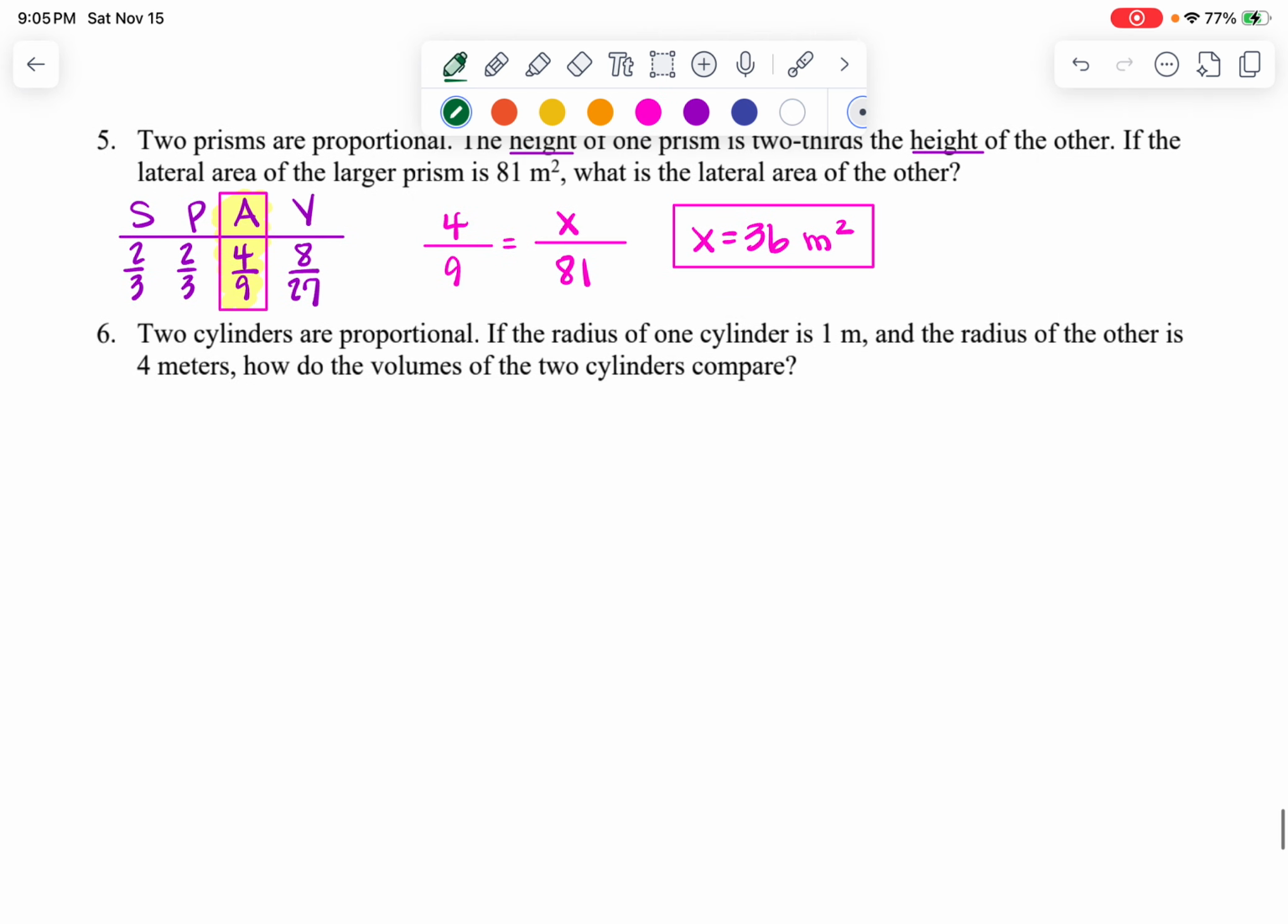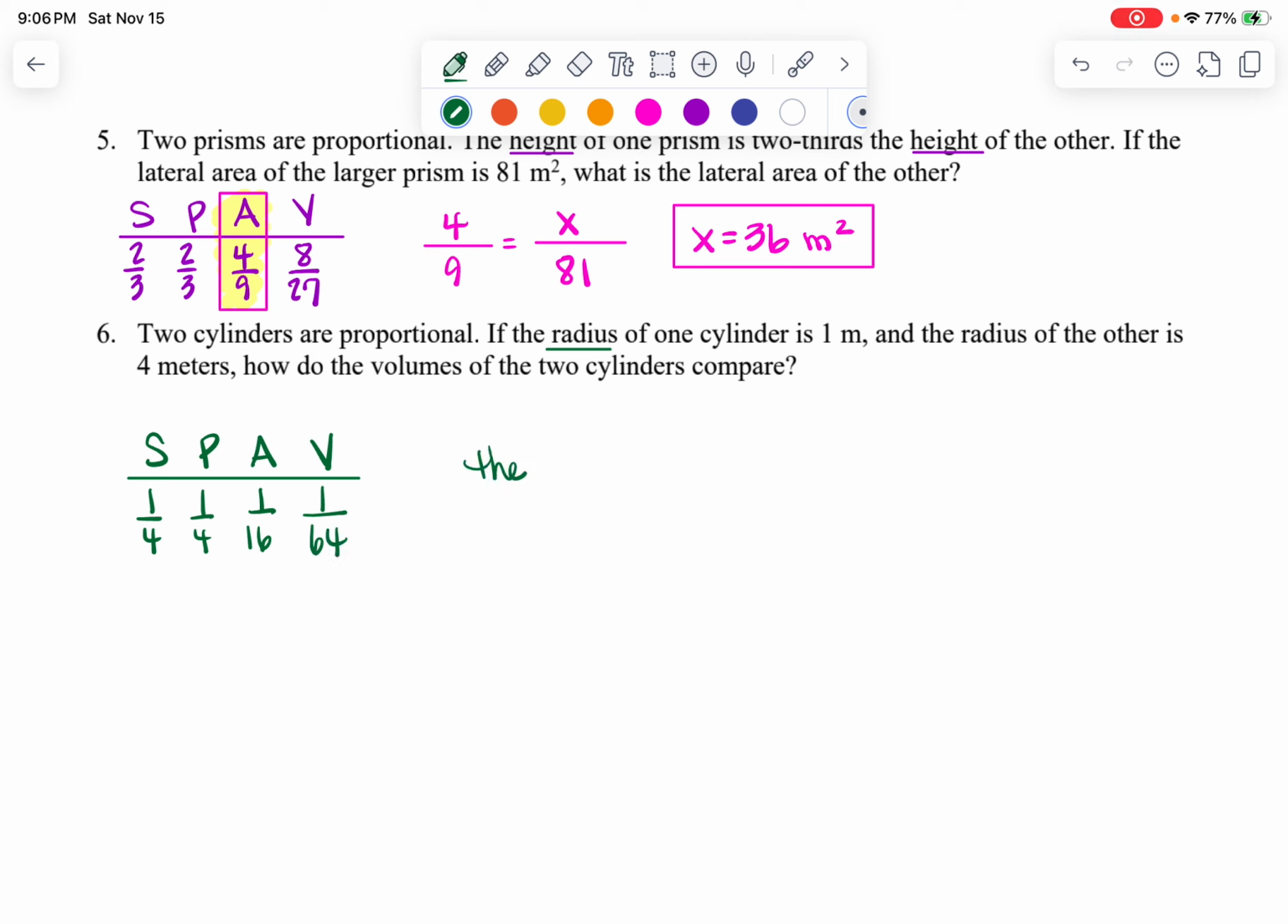All right, last one. 2 cylinders are proportional. If the radius, again, radius is a one-dimensional measurement, so it's technically a side, if you will. If the radius of one cylinder is 1 and the radius of the other is 4, how do the volumes compare? Okay, so they're not actually asking you to solve a problem or find a missing piece of information. It's just saying the radiuses are 1 to 4, and radiuses are one-dimensional, so we put them in the side column, which means the area is 1/16, which means the volume is in a ratio of 1 to 64.